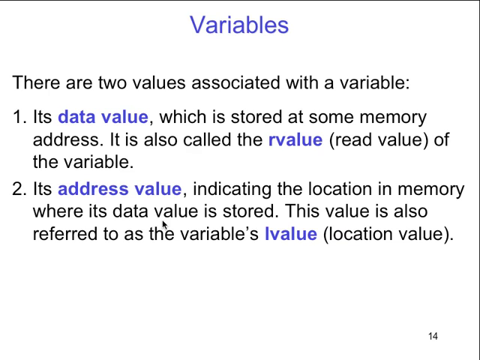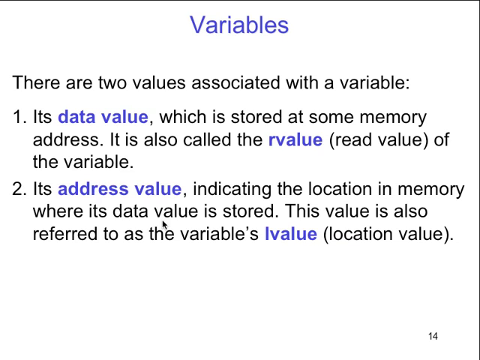So there are 2 different values associated with a variable. The values are on the left and the right. This you guys already know. This is programming 101. We covered this in boot camp. We had the data value. The data value is associated with some memory. That's a memory address. It's referred to as the R value or the read value. This is the definition of these terms you probably learned a long time ago.